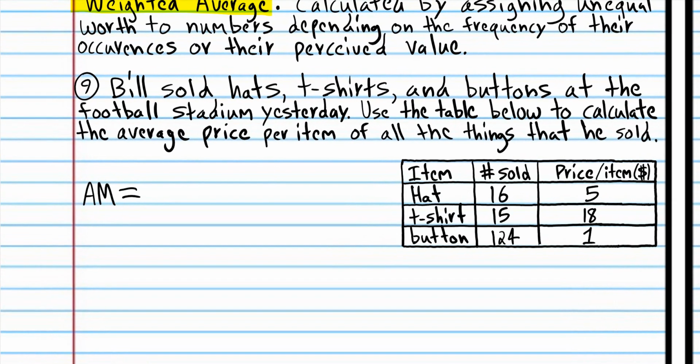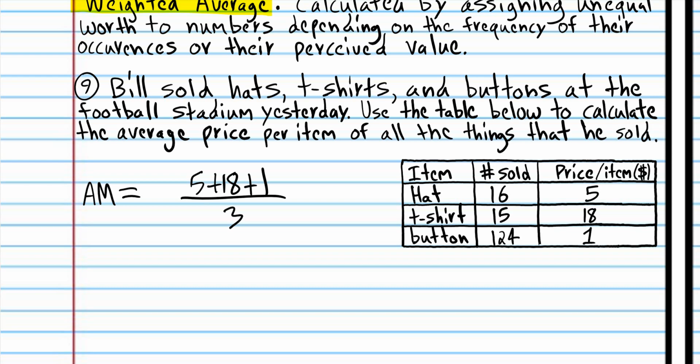So our instincts tell us to take these three numbers, add them up, and divide by 3, because that's how we calculate the arithmetic mean. The problem is these numbers don't have the same weight. This number 1 has much more weight than the other numbers because 124 of those buttons were sold.